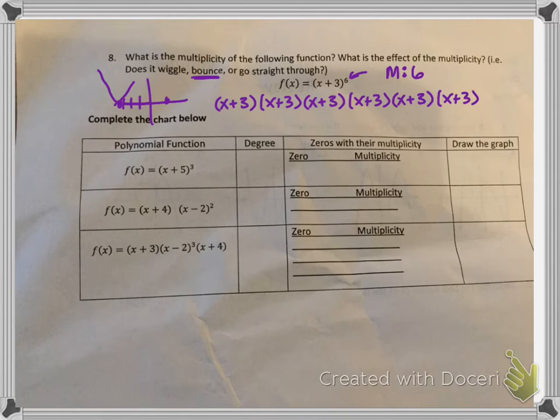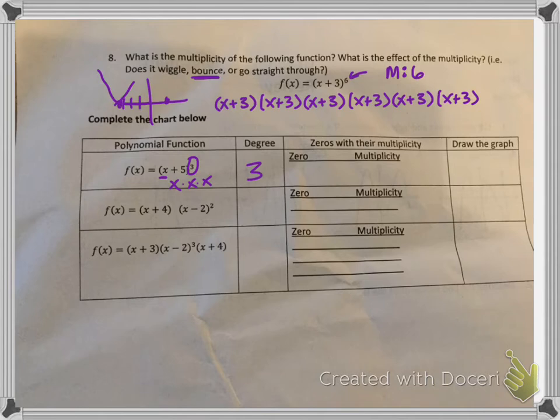Okay, so looking at this table, we have x plus 5 to the power of 3. The degree is how many x's there are. So we have 1 x here, but it's raised to the 3rd power, so that means we've got 3 of those. This is like x times x times x. So our degree is 3.